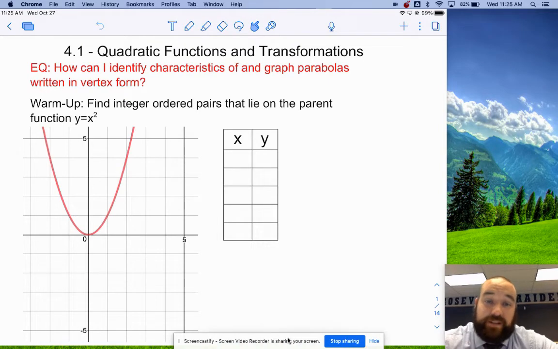All right, in this video, we're going to take a look at the first introduction to quadratic functions. This is something you may have seen before: quadratic functions, parabolas, things like that. Our essential question is, how can I identify characteristics and graph parabolas that are written in vertex form? So we're going to talk about what that means, as well as take a look at some of the ways that we can graph these parabolas.